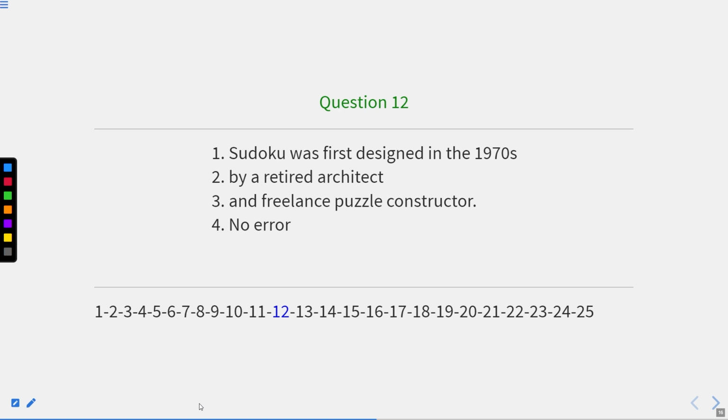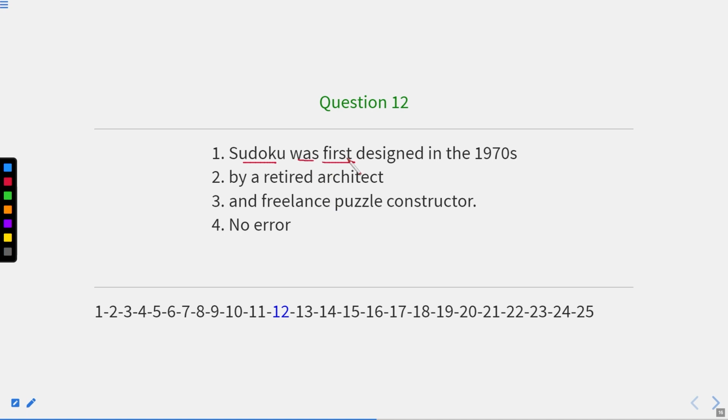Sudoku was first designed in the 1970s by a retired architect and freelance puzzle constructor. Now, can you think what can be the error in this sentence? If we talk about Sudoku, Sudoku is actually the name of a game. But before the name of a game, we need not use any article. This is the omission of article concept.